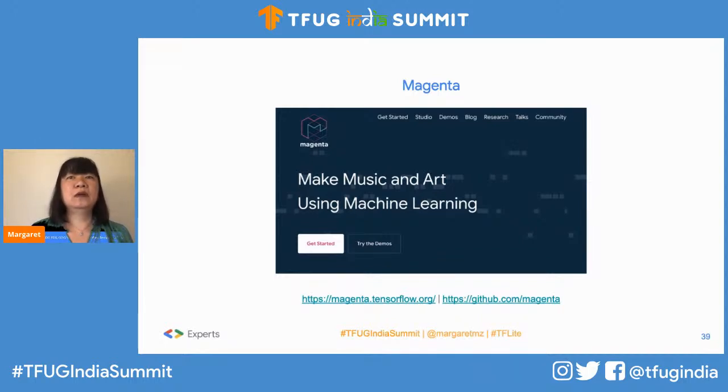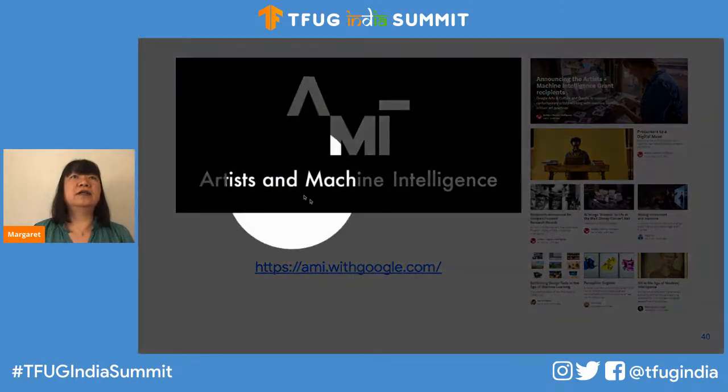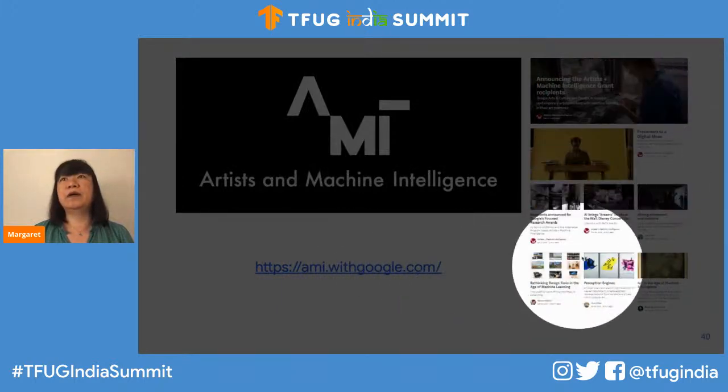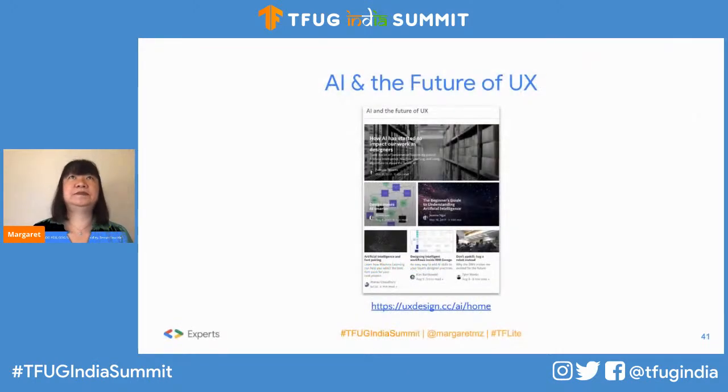When we think about AI for art resources, the first thing that comes to my mind is Magenta. It is an open source research project that uses ML to make music and art, and you can find various project demos and code on the website. And here's also a website called Artists and Machine Intelligence, and you can read about all the different blog posts and examples of how Google brings artists and engineers together to create these fun projects using machine intelligence.